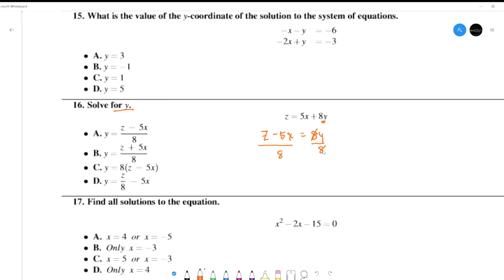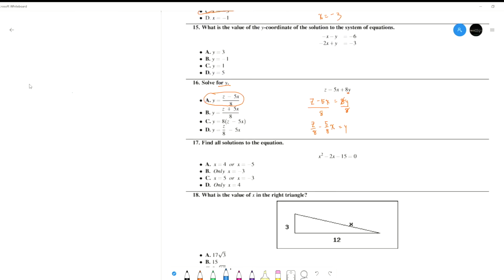And the 8's cancel out. So we have z minus 5x over 8. So that already is the first answer choice. Sometimes they may split this up into two different fractions. So they can actually do this: z over 8 minus 5/8 x is equal to y. So these are the same thing. But please be mindful of that because they might not list it the first way, or they might not list it the second way. You have to see for yourself. Okay?